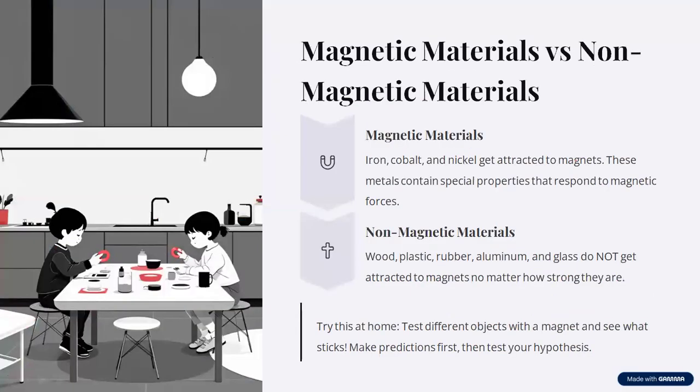Okay. Now, magnetic materials versus non-magnetic materials. So what we had already discussed is that the materials like iron, nickel, cobalt.